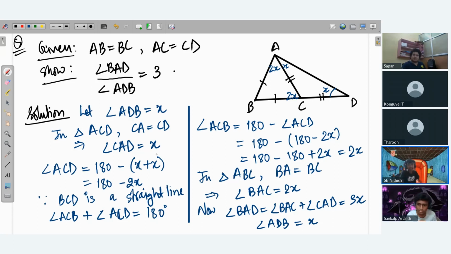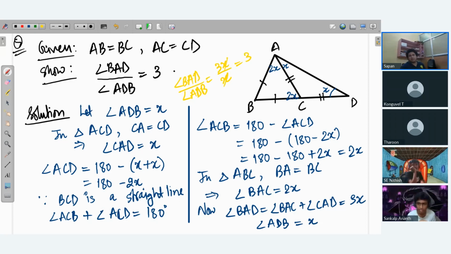Now you just have to find the ratio. Angle BAD divided by angle ADB is equal to 3x divided by x, and the x cancels. So the ratio is just 3. That's right.